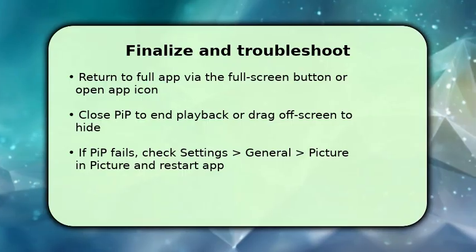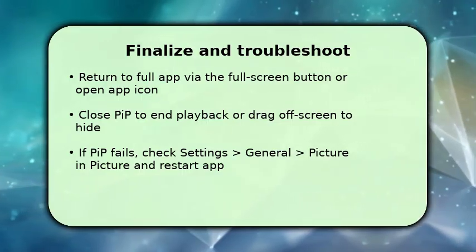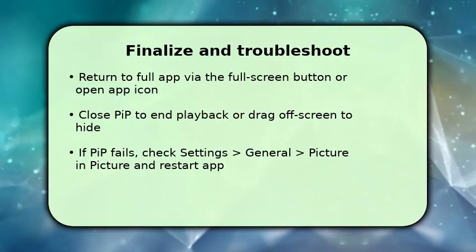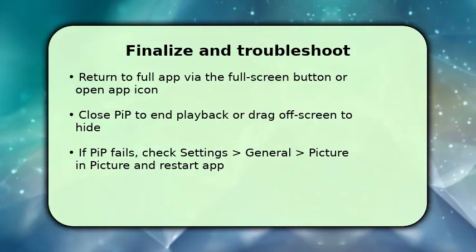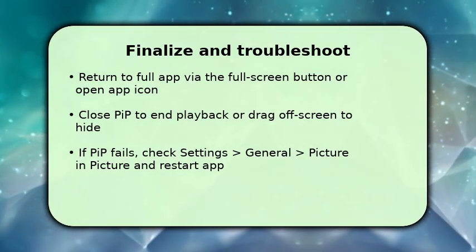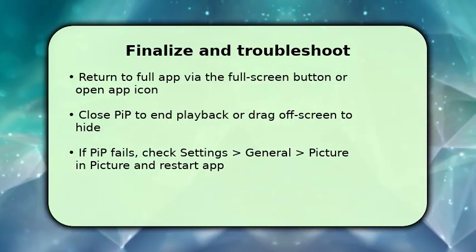If PiP doesn't appear, make sure Settings, General, Picture-in-Picture is enabled. Confirm the app supports PiP, and force quit, then reopen the app. If problems persist, restart the iPhone to clear temporary glitches.